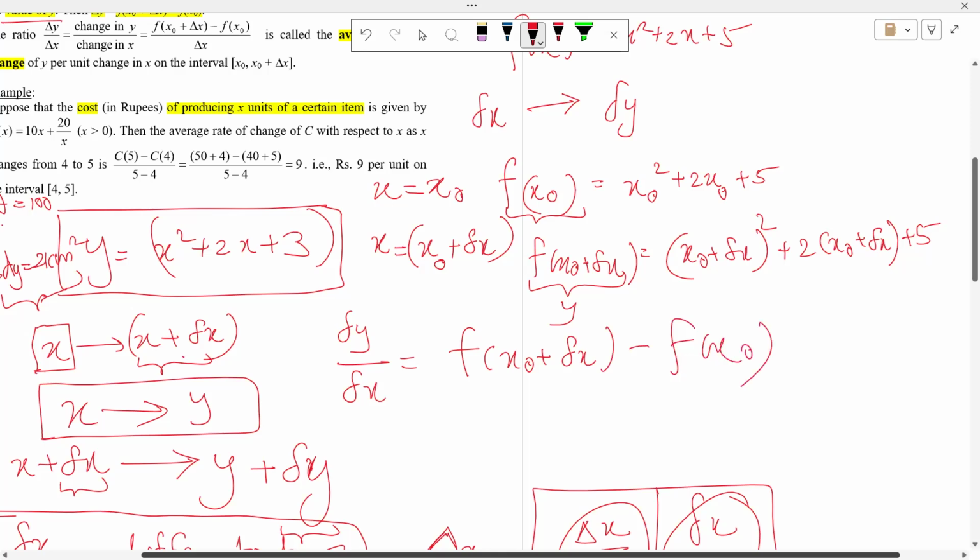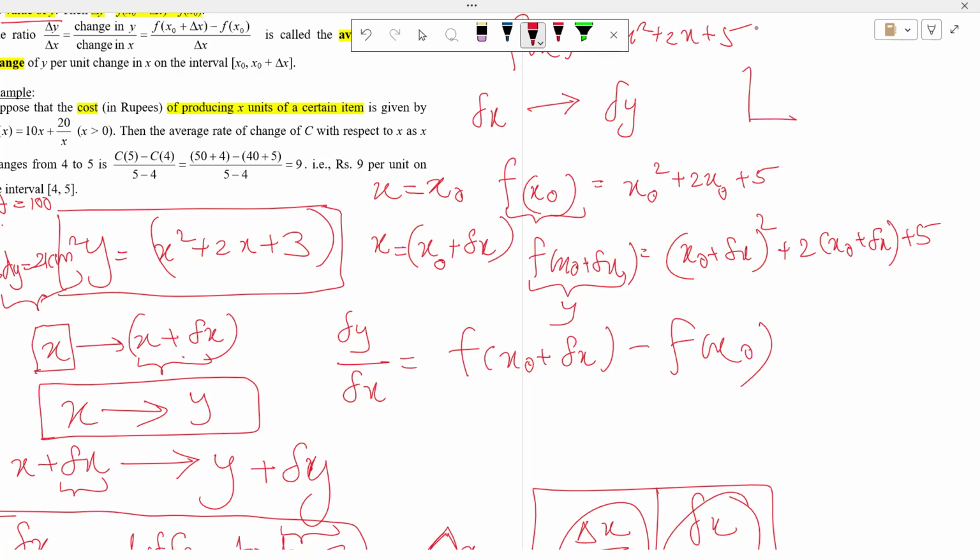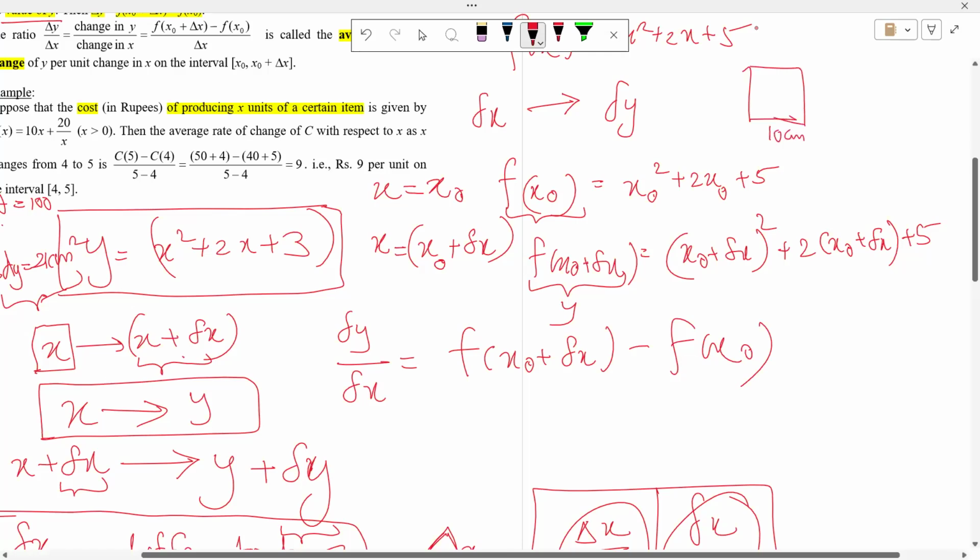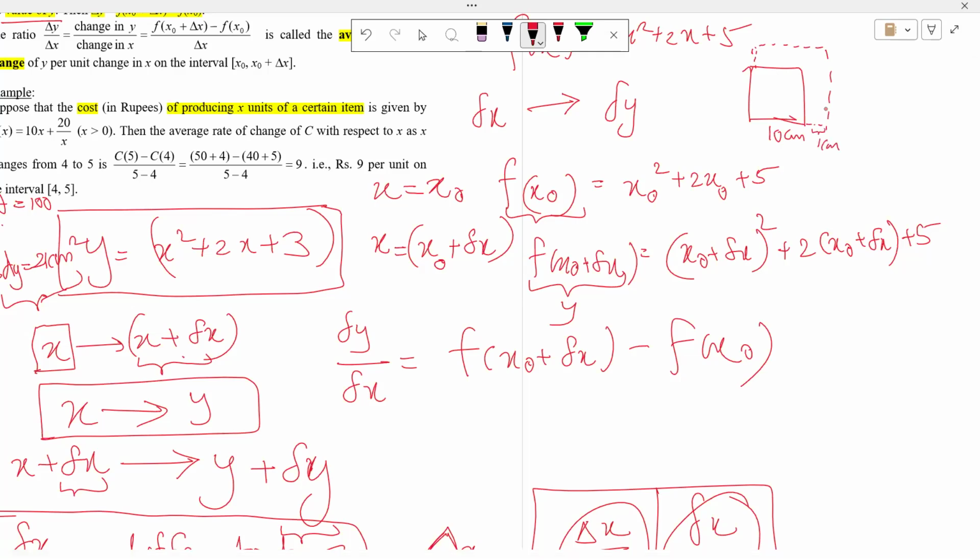So if you look at the previous example, the square example, in the initial stage we have a square with 10 centimeter. Now, if I increase by 1 centimeter, how can I find out?